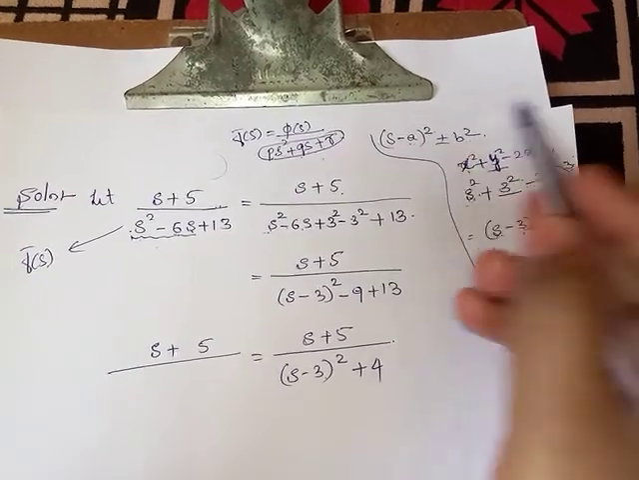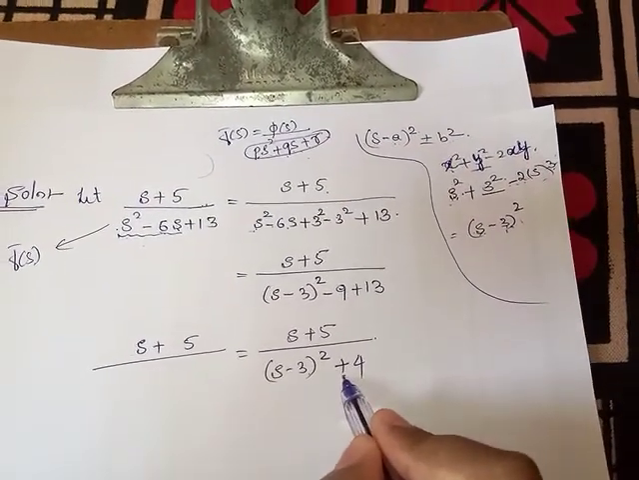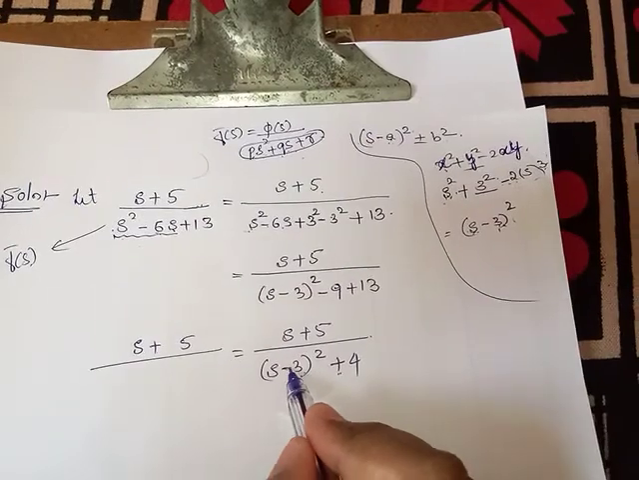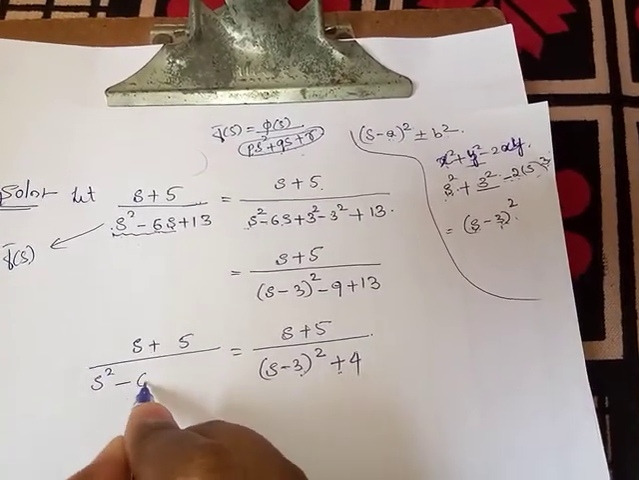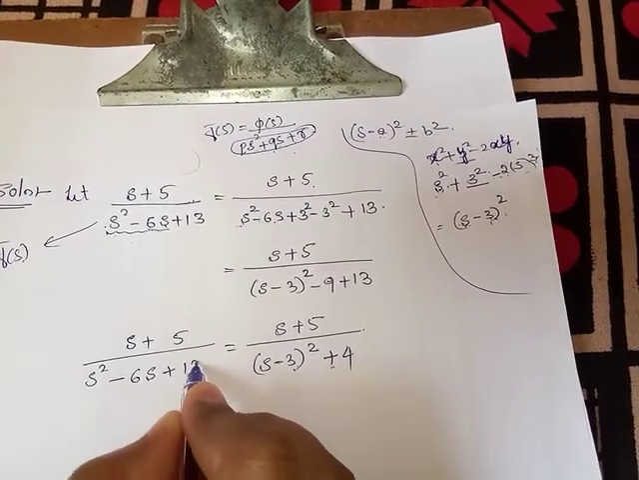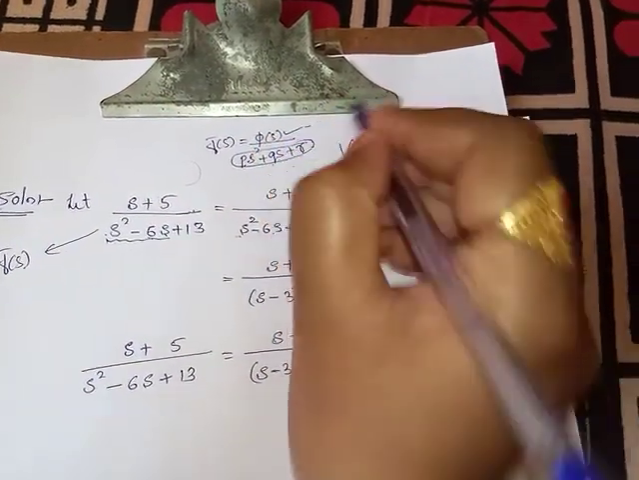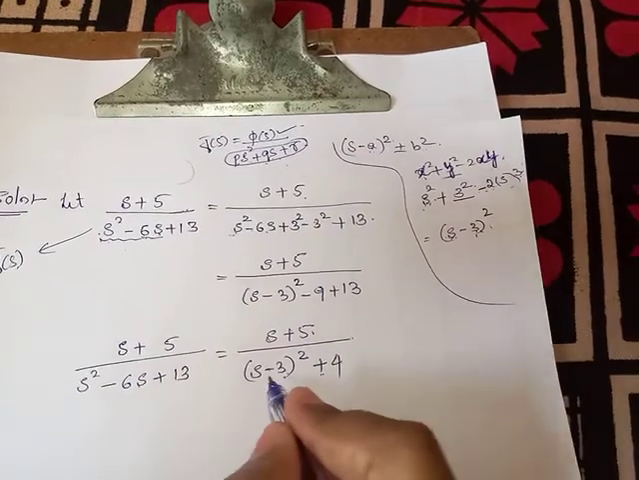Here may be plus or minus, here we are getting plus value, here a value is 3, s minus a whole square plus b square. Now we have to convert, or we have to express this phi of s, means numerator term, in the form of s minus a.